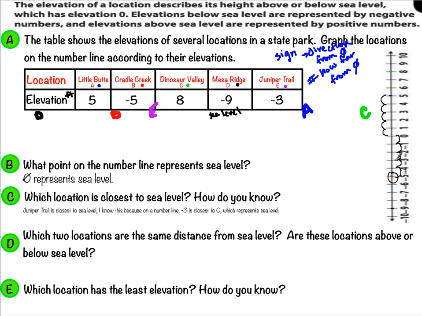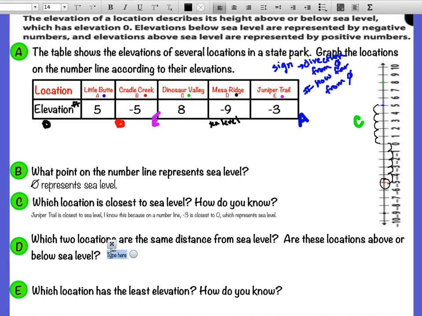It doesn't matter that one is above and one is below. It's just how many spaces. So we ignore the direction that it is. So we ignore the negative and positive, and we just look at how far. We just look at the number. So in this case, my answer to the question would be the two locations that are the same distance from zero, or I should say sea level, are, and that first one was Little Butte, and I know that because that's my blue dot, and I have it indicated by blue on the screen, and Cradle Creek.